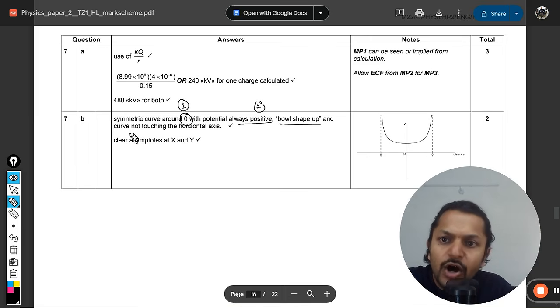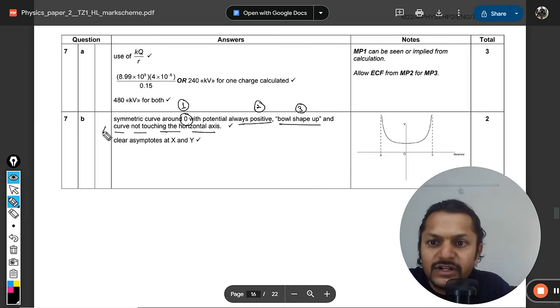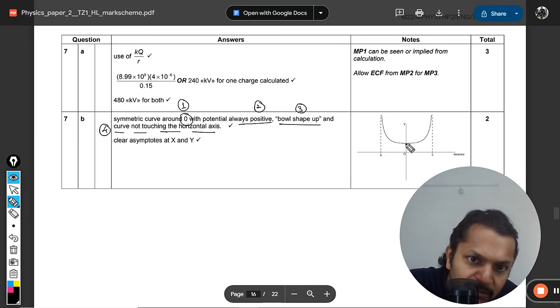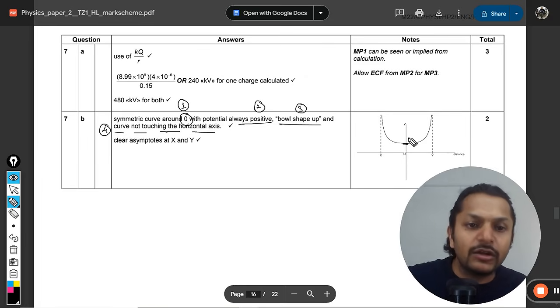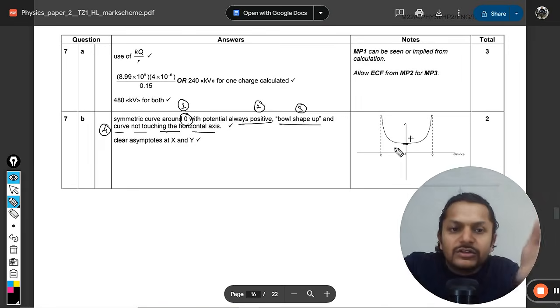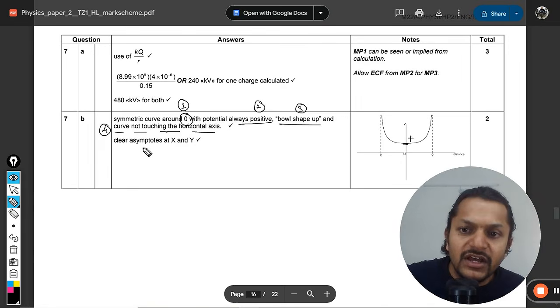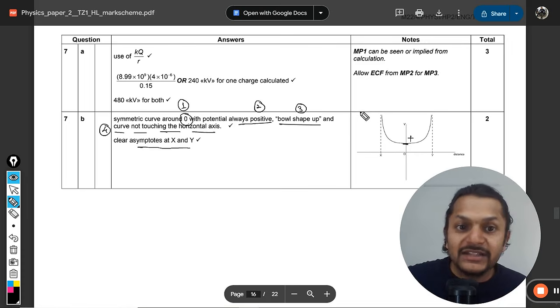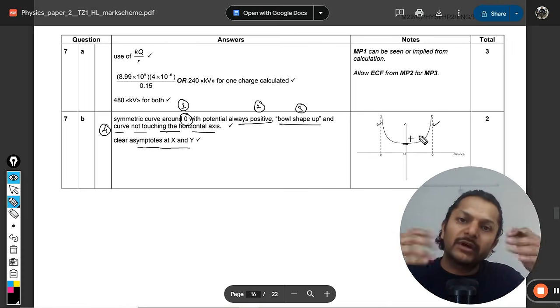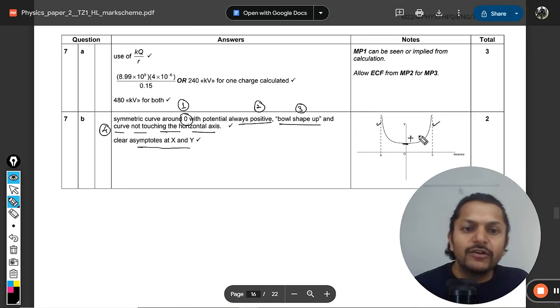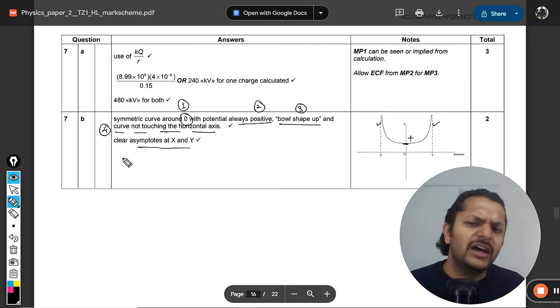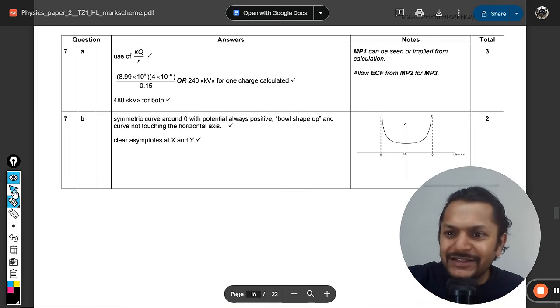Bowl shape up, or curve not touching the horizontal axis. This is the third point to be noted. The fourth point to be noted is that the minimum value is 2V, but it is not 0. So the minimum value is there and it is also positive. So it goes like this. This is the variation. Clear asymptotes at X and Y, as I have already told you, the potential is going to become infinite at those very locations. It becomes not defined. So this is how you do it. This is concave up, in terms of maths AHL, if I'm not wrong. But anyway, let's see what is in the next question now.